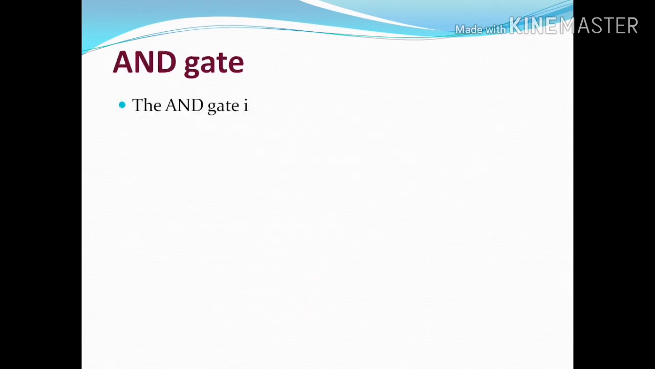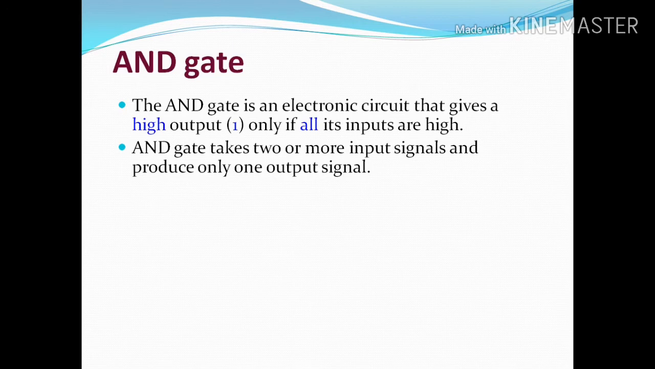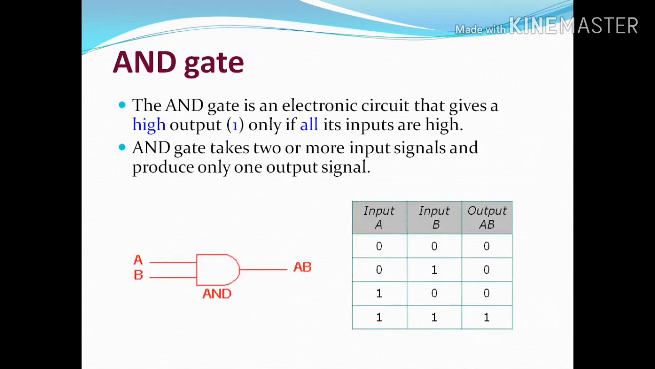The AND gate is an electronic circuit that gives a high output only when both the inputs are high. Here we are representing the gate design along with the truth table. I think it is visible now. An AND gate takes two or more input signals and produces only one output signal.